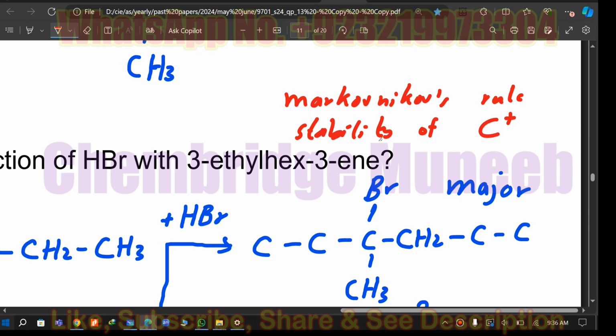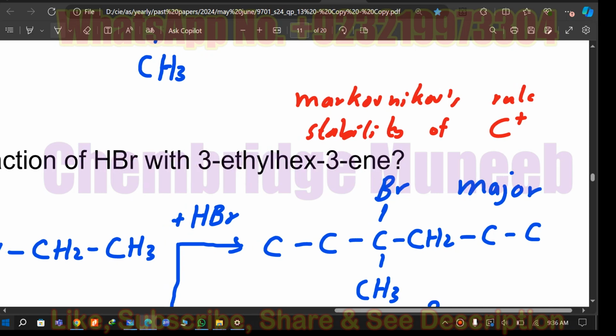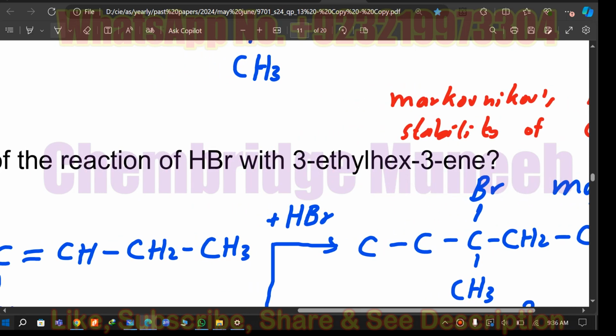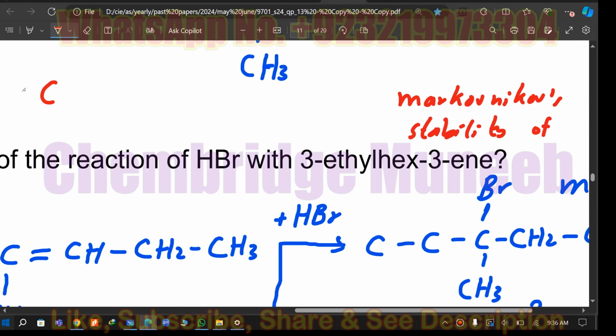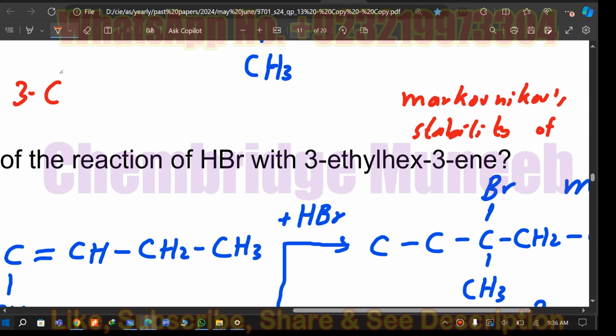Now, according to this rule, the stability of the tertiary cation is greater than that of the secondary cation. The tertiary cation is written in this way. It has more stability than the secondary cation, and the secondary cation has higher stability than the primary cation.